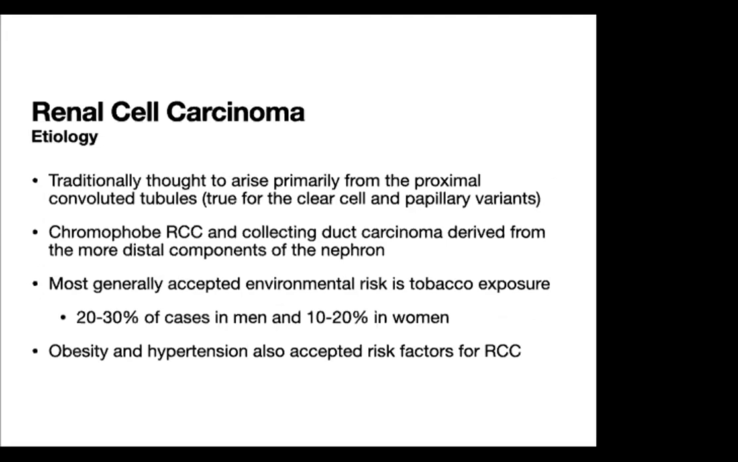It is traditionally thought to arise primarily from the proximal convoluted tubules, which is true for clear cell and papillary variants. Chromophobe RCC and collecting duct carcinoma are derived from the more distal components of the nephron. The most generally accepted environmental risk is tobacco exposure, which is found in 20-30% of men and 10-20% of women. Obesity and hypertension are also accepted risk factors for RCC.